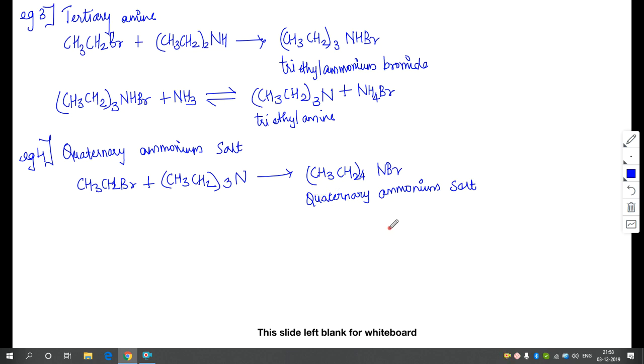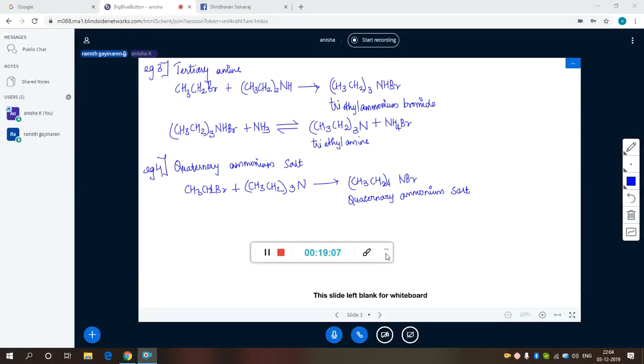It is a one-step process to make the quaternary ammonium salt, because all the other steps were nucleophilic substitution. Here it is a direct process, because there is no longer a lone pair of nitrogen available. So it is going to form a quaternary ammonium salt. Write this and then we'll go on to the next small subtopic.